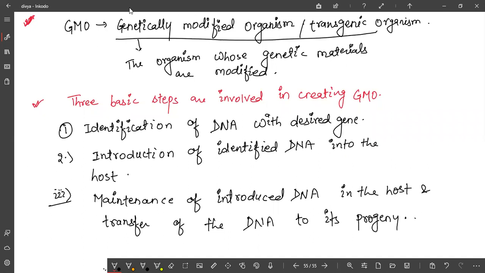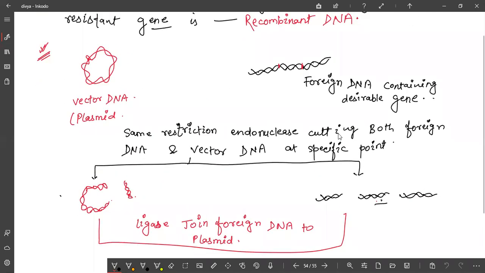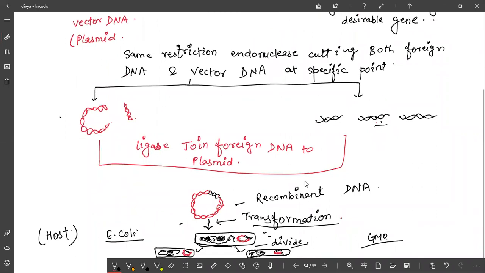So what you have done here, firstly, you have identified the desirable gene. This is the foreign DNA that contains the desired gene. Is it clear to you? Then you have prepared this rDNA. Next, this recombinant DNA is introduced into the host. This host is bacteria here.